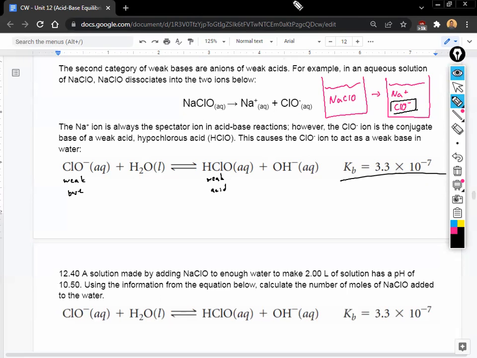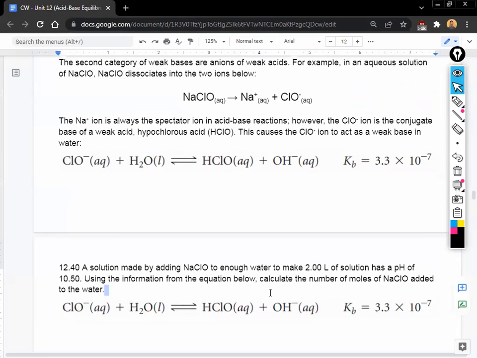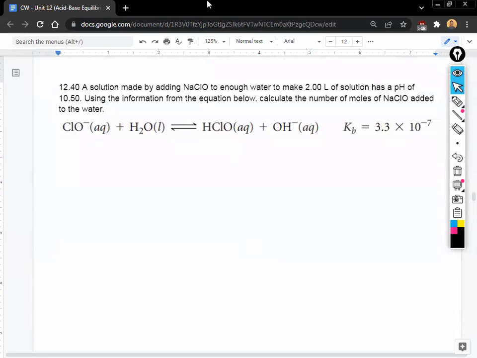So you don't need to add an acid or a base to make something acidic or basic. If one of the ions is a conjugate, it could still turn it acidic or basic. Alrighty, with that being said, we're going to go straight into an ice table problem. I'm going to throw you into the fire right here. Let's go into 12.40.